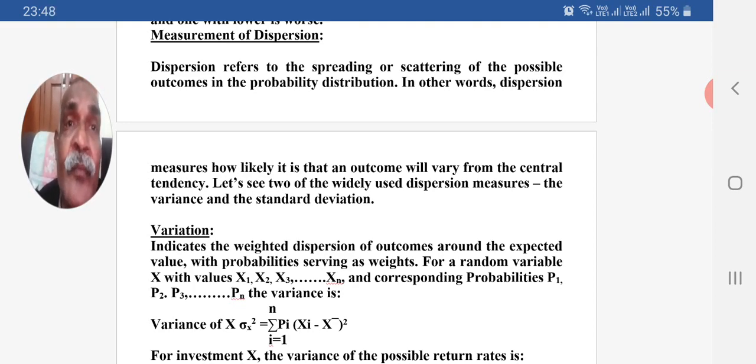So in risk we have to calculate two things, variance and standard deviation. How do we calculate variance? Variance is the summation of probability multiplied by return minus expected return whole square. So variance of x is equal to P_i, that is probability, i is equal to maybe 1, 2, 3, 4, multiplied by x_i, meaning return, i 1, 2, 3, 4, minus x bar, meaning expected return, whole square.